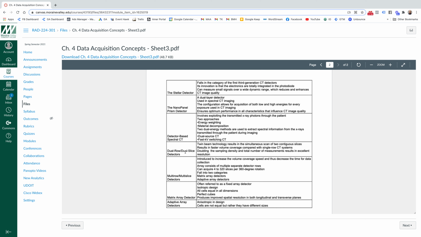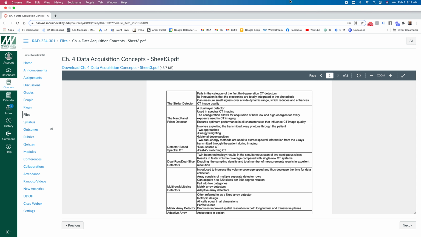Really, the most confusing part I thought was the generations. And I think if you look at the sheet that I put together, it'll make it much less confusing. So go through that. Let me know if you guys have any questions.